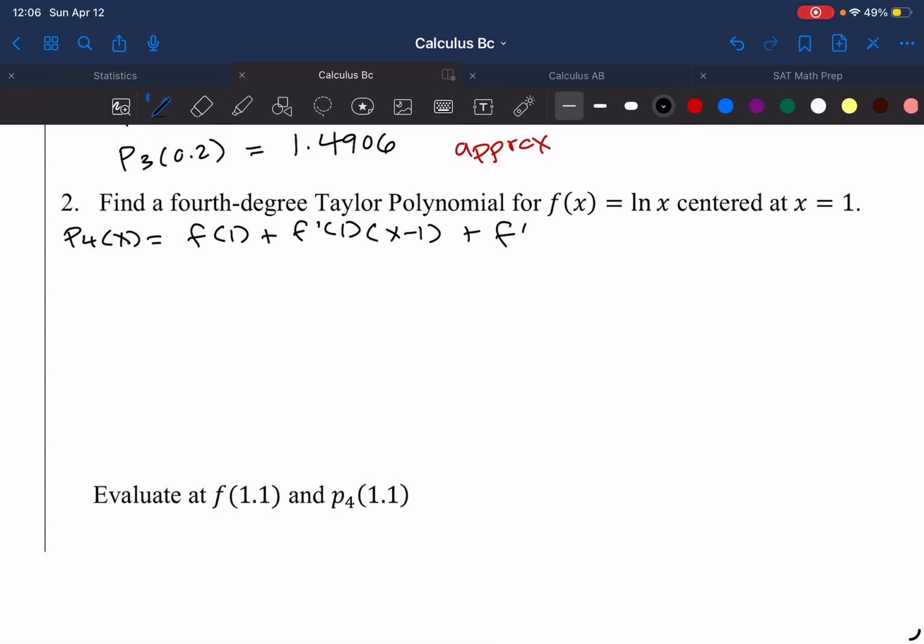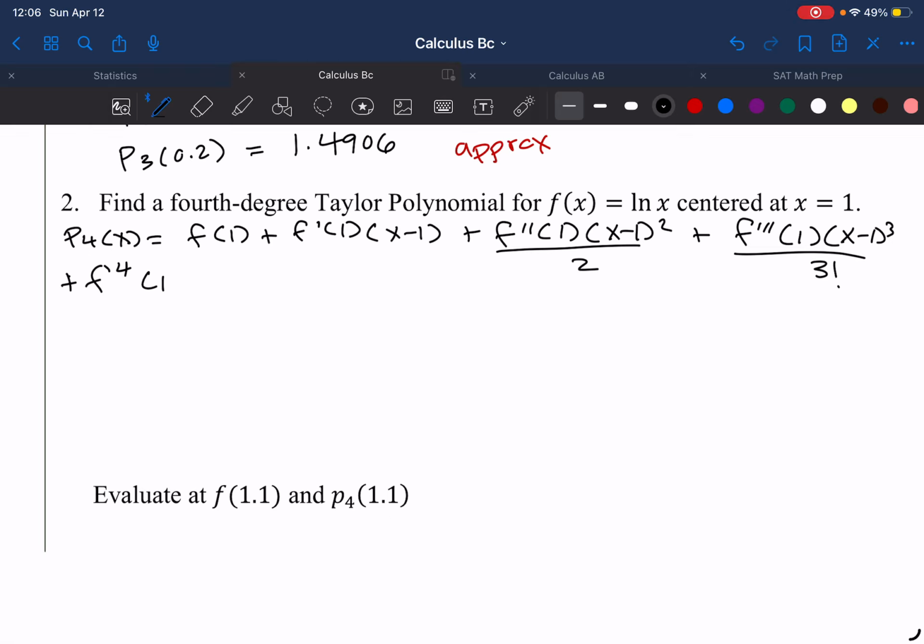plus f double prime of 1 times x minus 1 squared over 2 plus f triple prime of 1 times x minus 1 cubed over 3 factorial. And it wants the 4th degree, so I have to add one more. So f 4th derivative of 1 times x minus 1 to the 4th power over 4 factorial. And so in order to solve these, I need to find the first 4 derivatives.